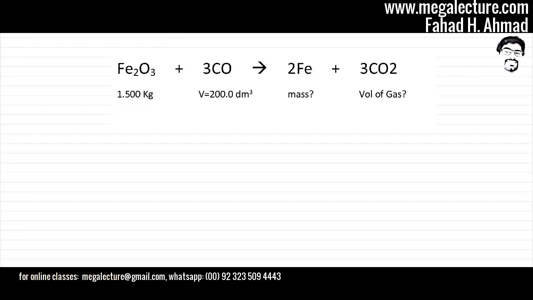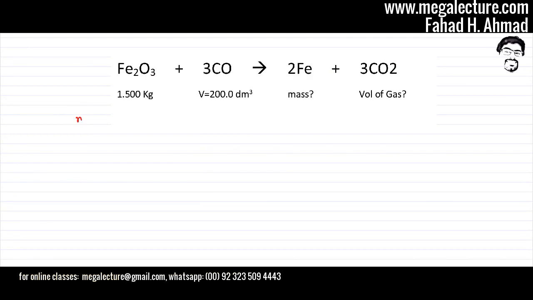The following question has an equation where Fe2O3 reacts with 3CO, producing iron and carbon dioxide. You're given the mass of iron(III) oxide and the volume of carbon monoxide gas, which is 200 dm³, and you're asked to find the mass and the volume of gas in the products. The first thing you're going to do is find the moles of Fe2O3.